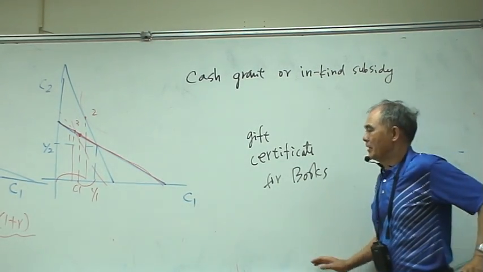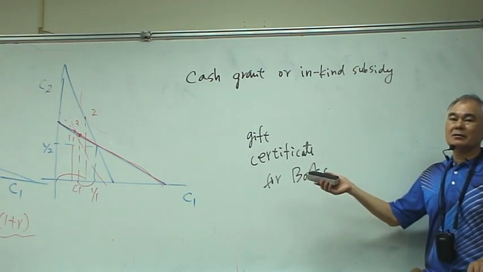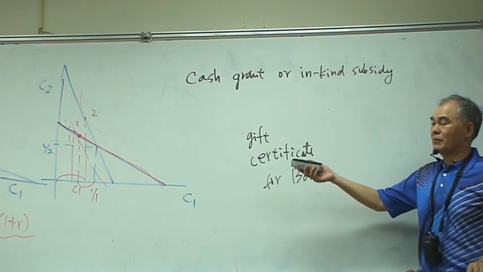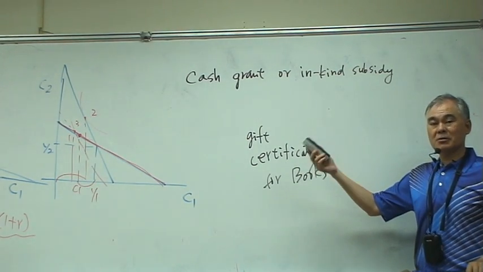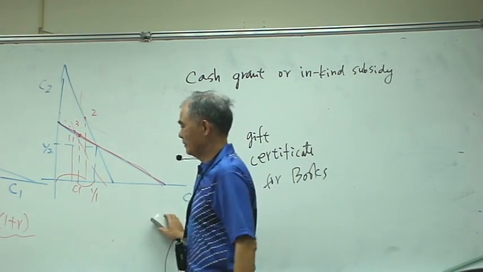But anyway, how do we analyze this kind of situation with consumer behavior, the tool we have, budget line, indifference curve? I want to erase this part, okay? Get it?